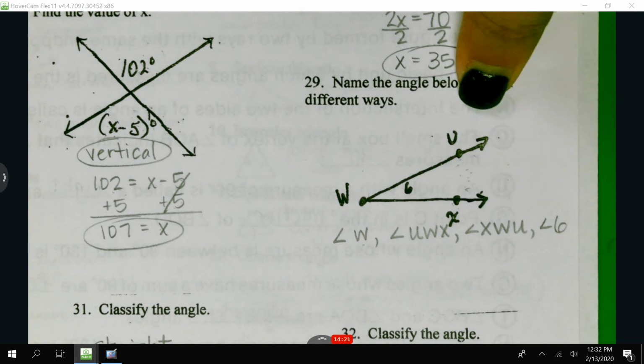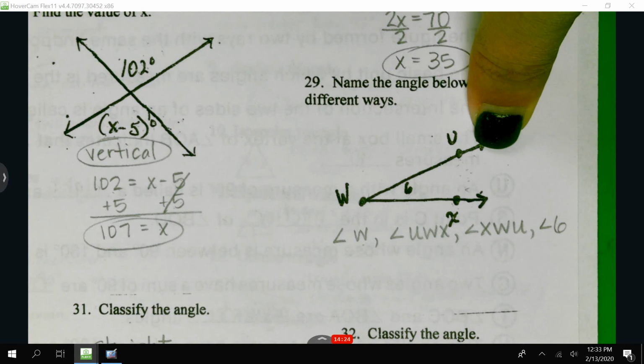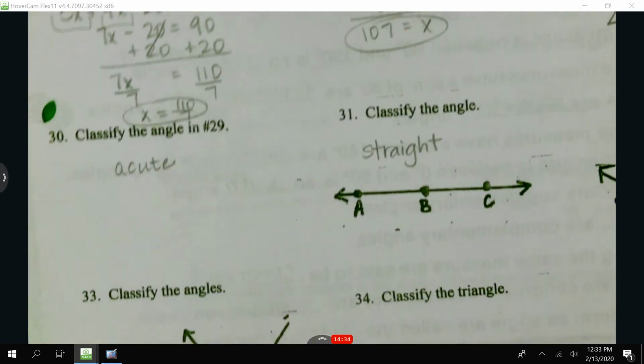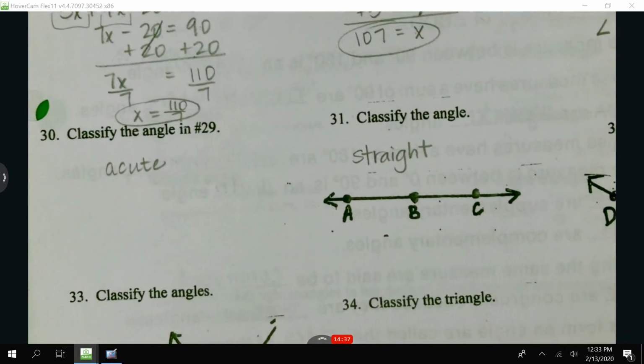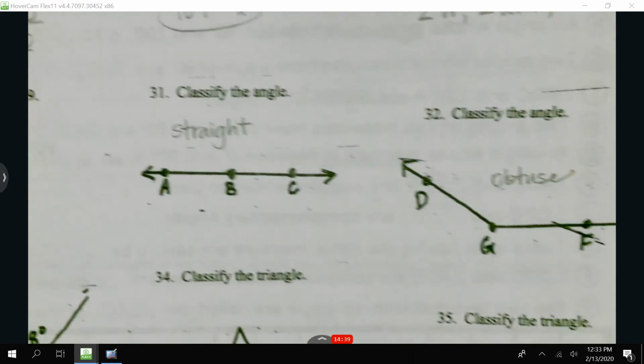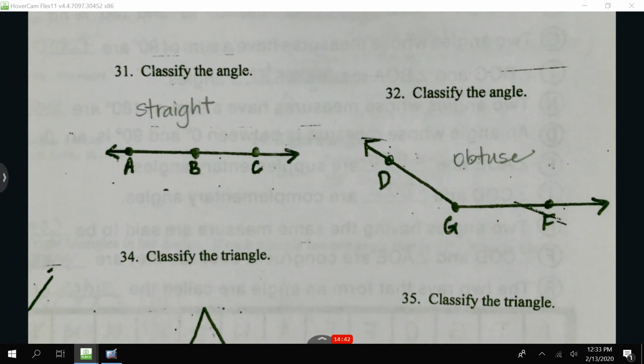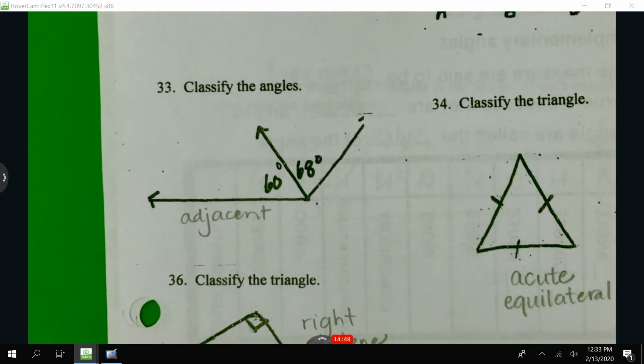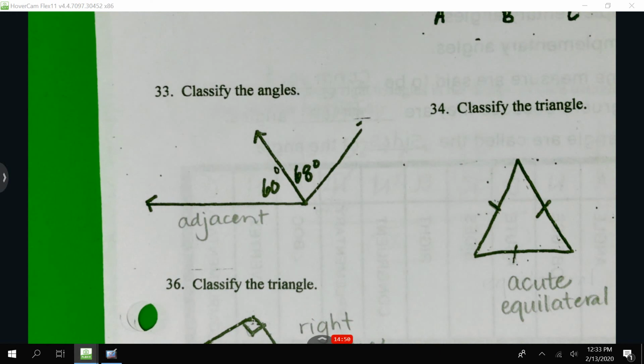Number 30, asks what type of angle this is. So what is this? Is it a triangle? No. So it's not an isosceles. It's just acute. Number 31, that is a straight angle. 32 is obtuse. 33, those are adjacent because they're side by side. They are not complementary or supplementary because they don't add up to 180 or to 90. They are just side by side, just adjacent.